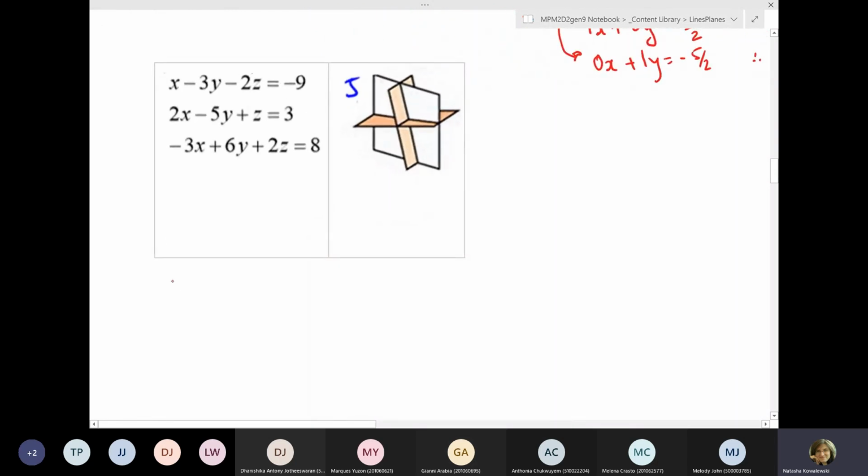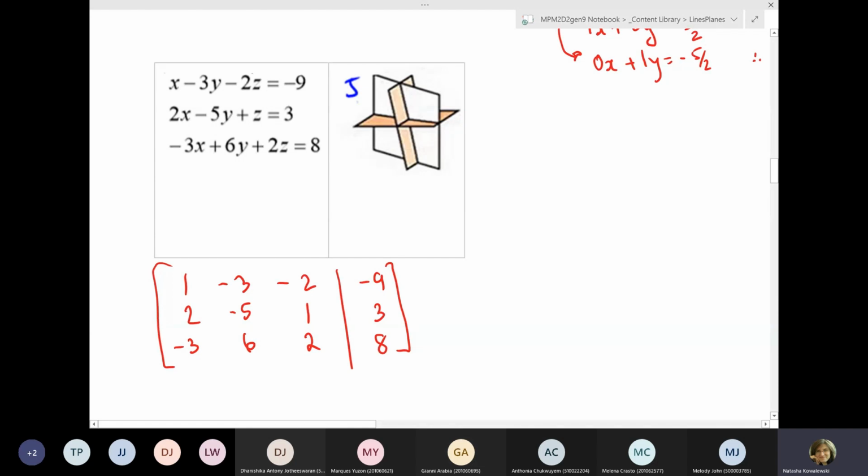Okay, so ready? First of all, convert it to a matrix by looking at the coefficients and make sure that everything's aligned. So x's are first, y's are second, z's are last, and then all the numbers that are constant are moved over to the other side after the equals. Okay, so we have 1, negative 3, negative 2, and then negative 9, then 2, negative 5, 1, and positive 3, then negative 3, 6, 2, and 8. You can draw a line right there if you wish. If you don't write it, it's okay too. This is what we have so far.